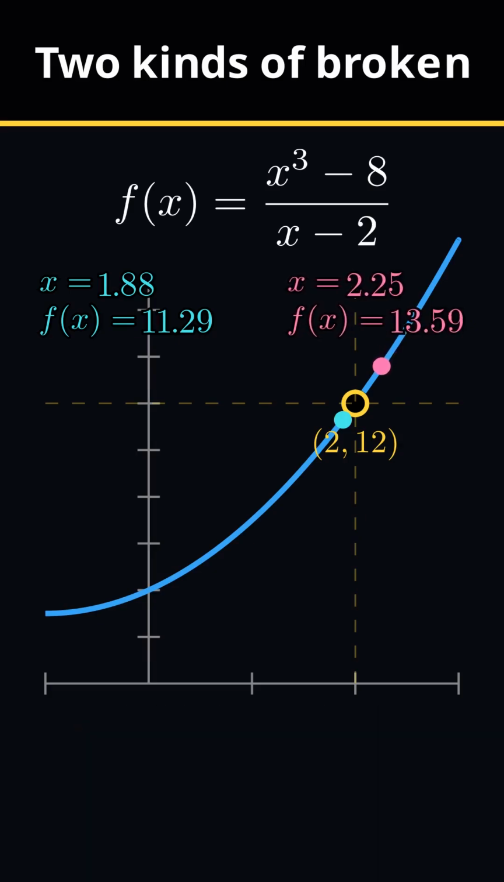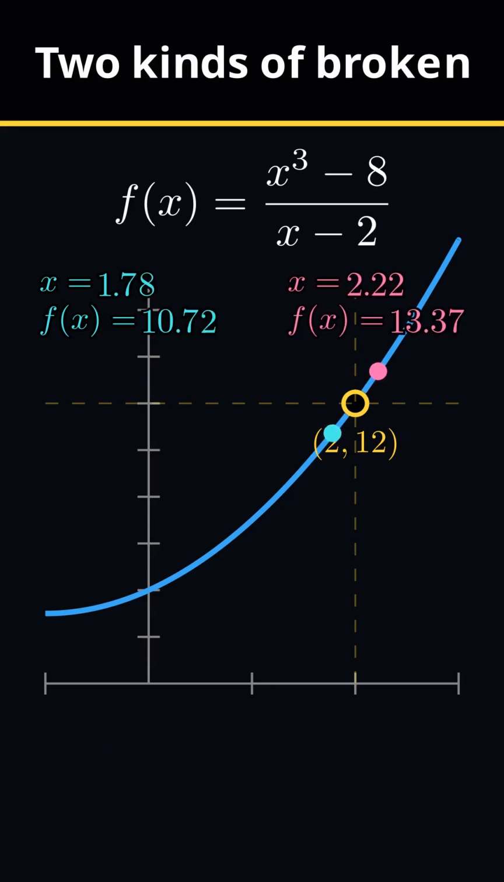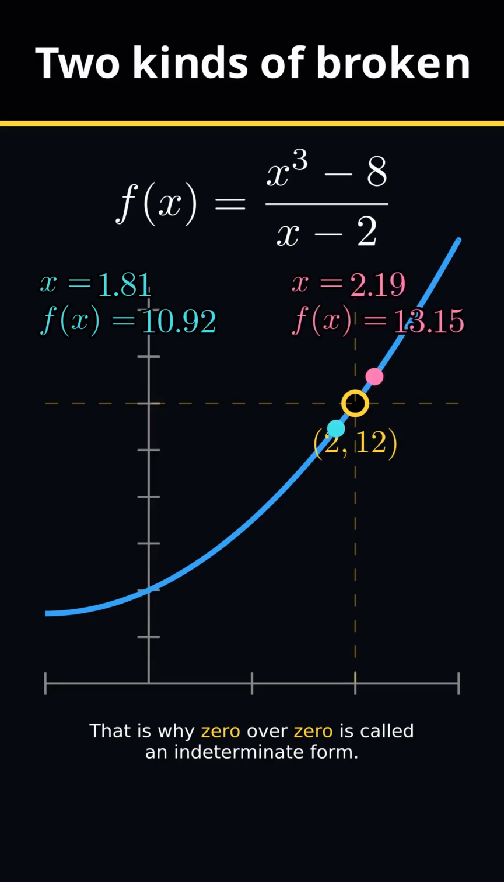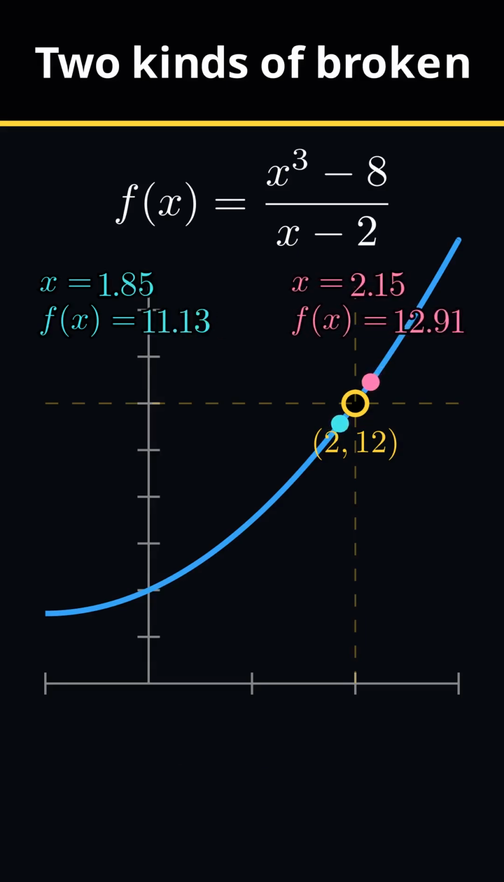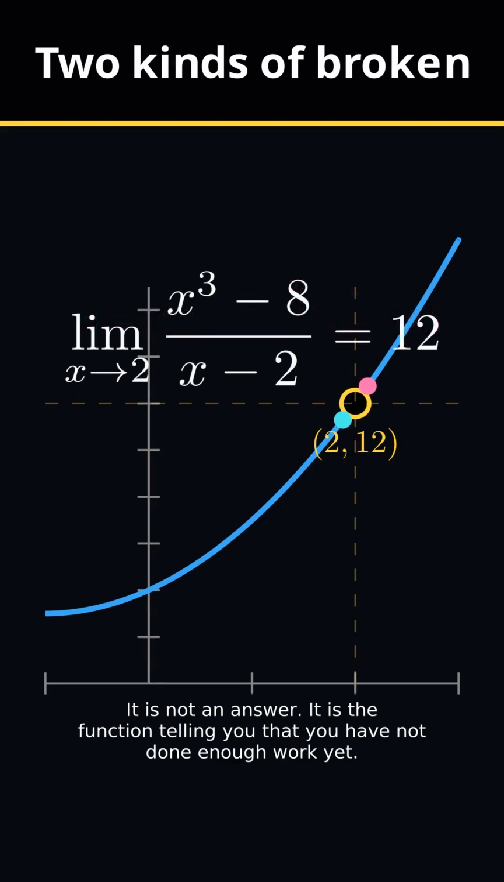If nothing cancels, the break is structural. No amount of redefining 1 point will fix it. That is why 0 over 0 is called an indeterminate form. It is not an answer. It is the function telling you that you have not done enough work yet. Factor first, then look.